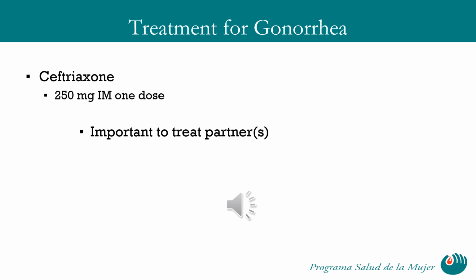The recommended treatment for gonorrhea is an intramuscular injection of ceftriaxone at a dose of 250 milligrams in a single dose. This antibiotic treatment is highly effective in eliminating the infection. It's crucial to emphasize the importance of also treating the patient's sexual partner or partners, as gonorrhea can be easily transmitted and retransmitted between partners.